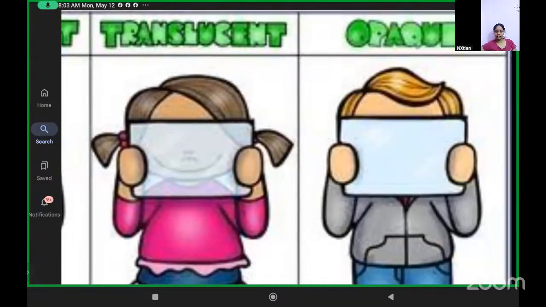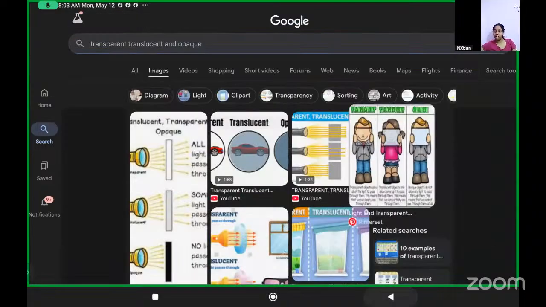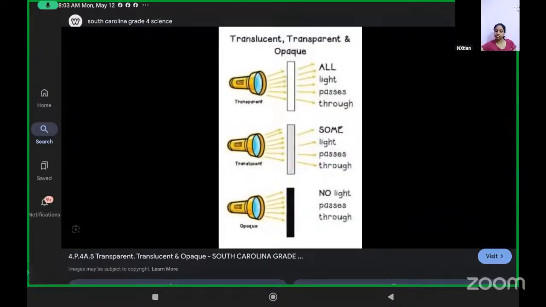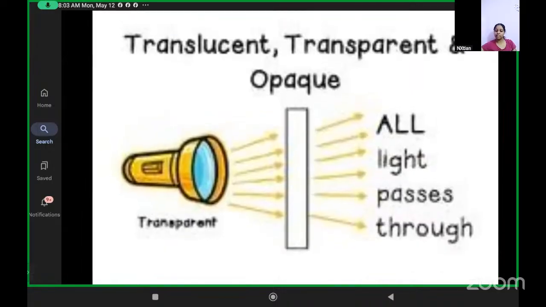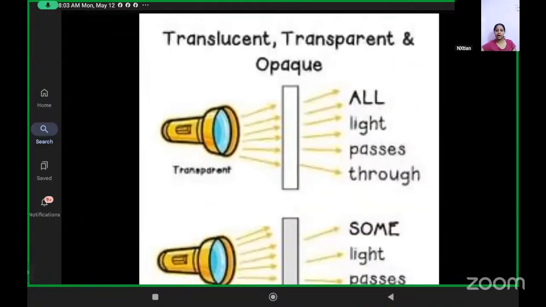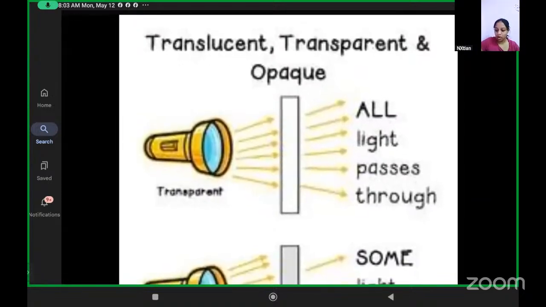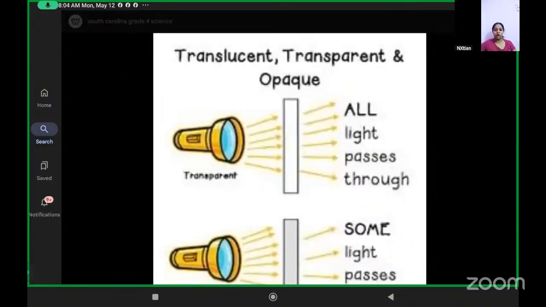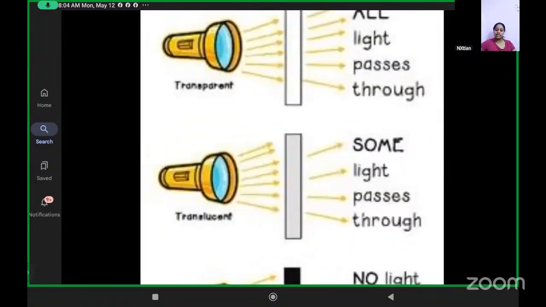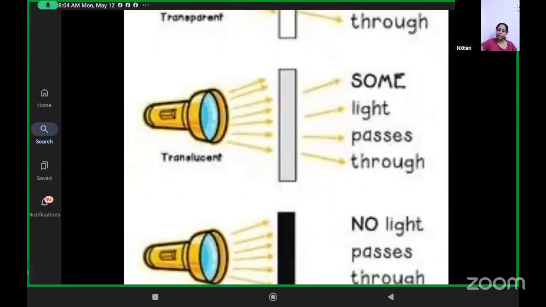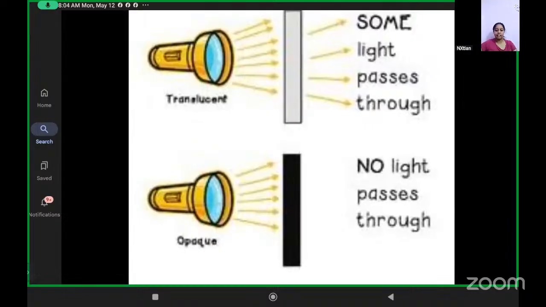Now, these are the differences in how the materials look. Look at this image. In the first one, we have transparent. When you have a transparent glass or surface, all the light will pass through it. When you have a translucent surface, only some light is able to pass through to the other side. And when you have an opaque material such as wood, no light passes through.